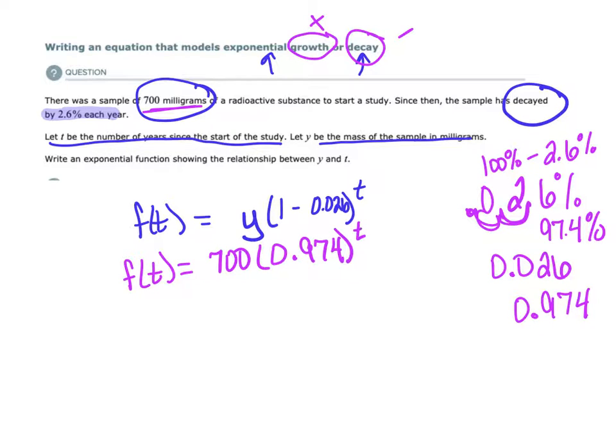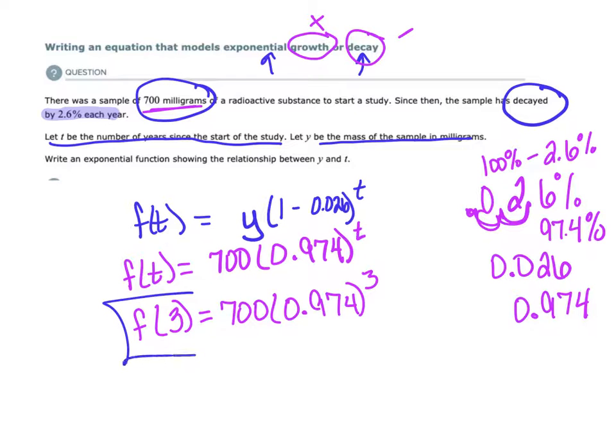Now, if it was asking for a specific year, like 3 years, you would have f of 3, and so you would plug 3 in for that t. Now, it's super important that you understand calculator keystrokes. And this is just an example right here. Your answer to the problem is this right here.